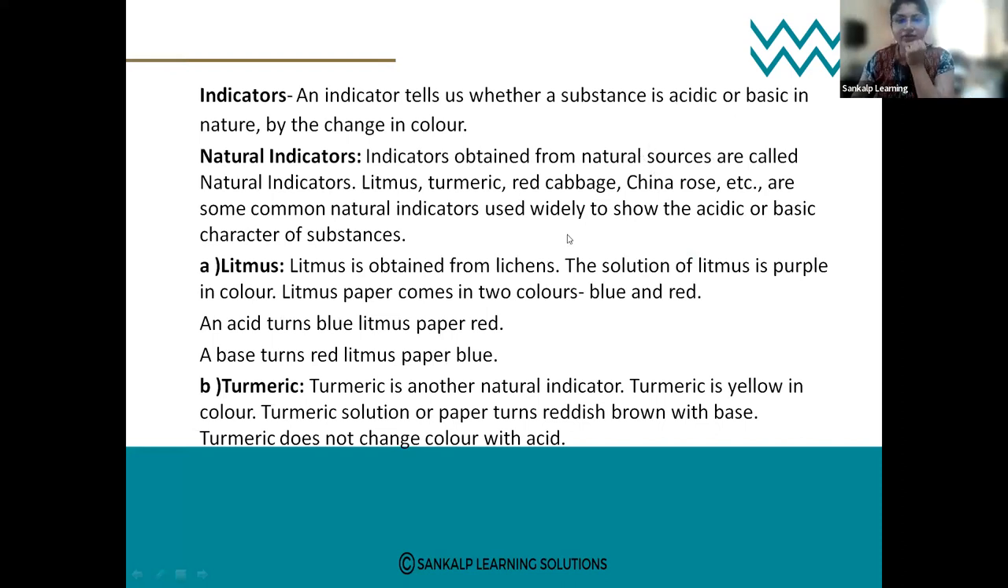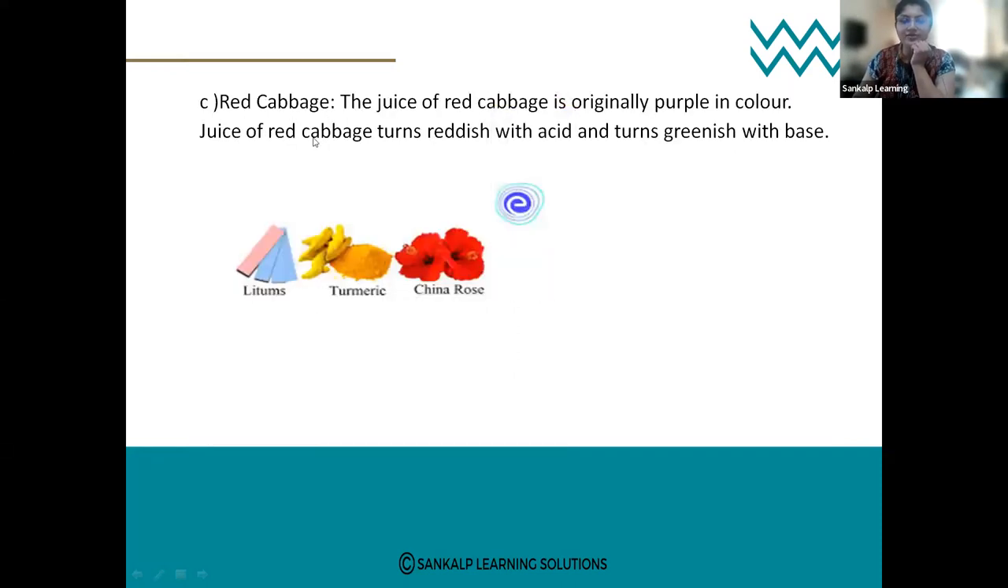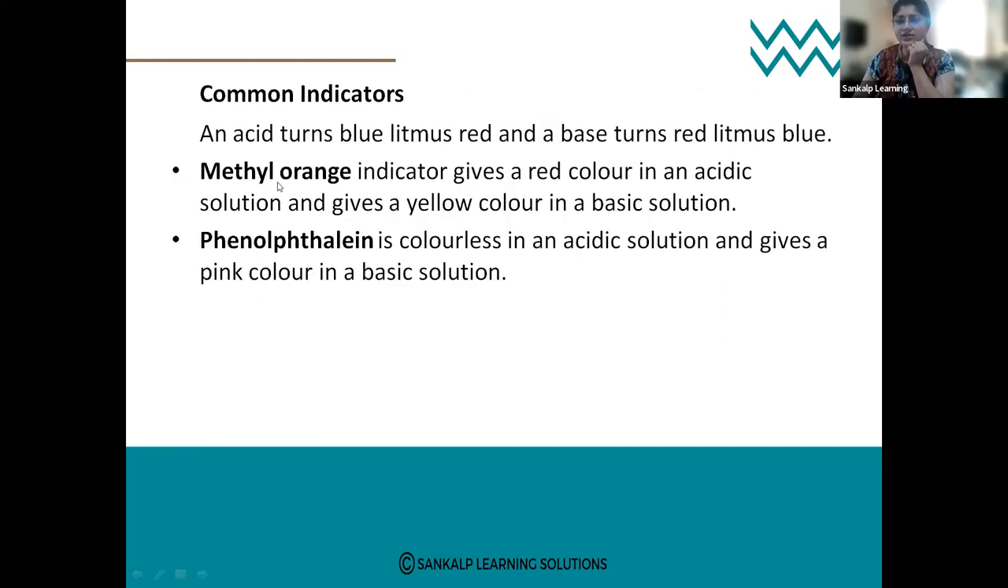There are two types of indicators: natural indicators and synthetic indicators. Natural indicators are obtained from natural sources. We have seen examples also, litmus paper, then turmeric, and red cabbage. So these are the natural indicators. Then we have seen some common indicators.